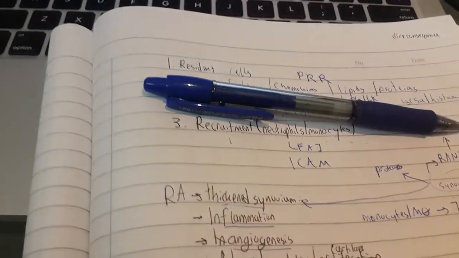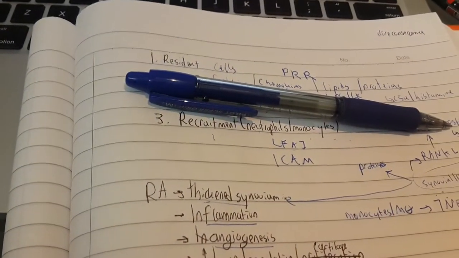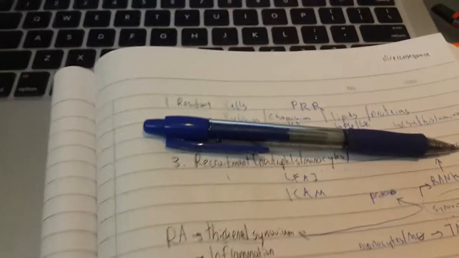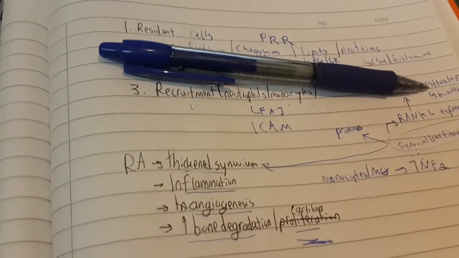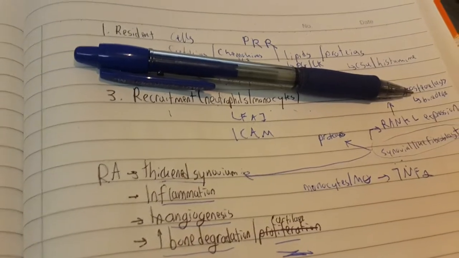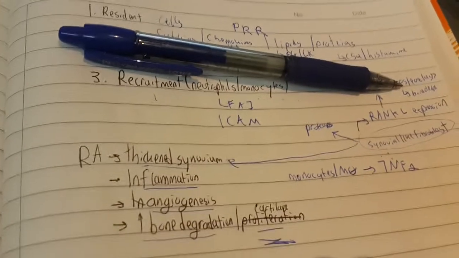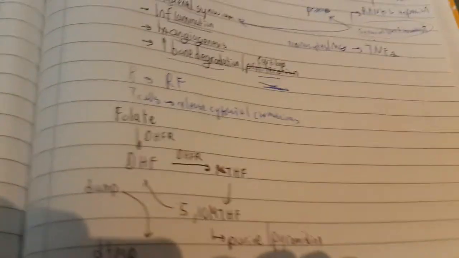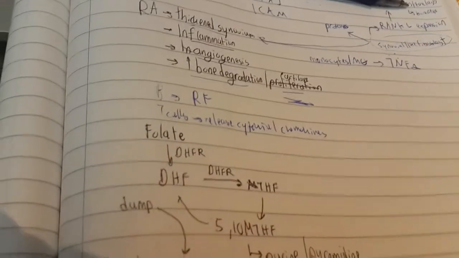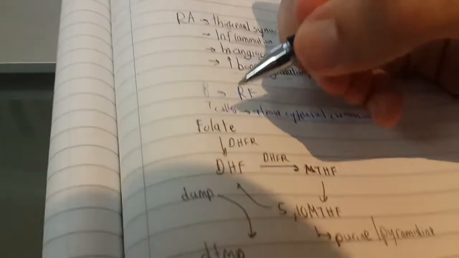Next, for the disease modifying antirheumatic drugs. Okay, the disease modifying antirheumatic drug I recommend you go with is methotrexate. Why methotrexate? Well, methotrexate is an antifolate, and to understand the mechanism of methotrexate, we need to understand the folate pathway.